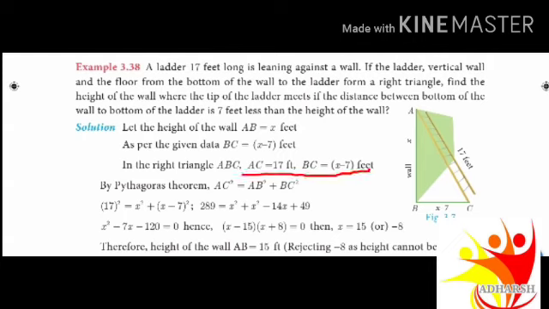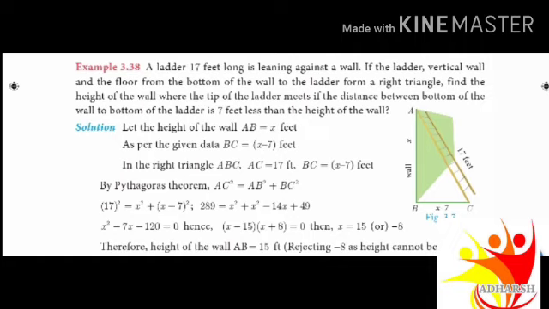Therefore AB square plus BC square. AC equal to 17, AB equal to x and BC equal to x minus 7. Therefore AC square, 17 square, equal to x square plus x minus 7 the whole square. 17 square equal to 289 equal to x square plus x minus 7 the whole square. That is the a minus b the whole square formula, a square minus 2ab plus b square. Therefore x square minus 14x plus 49.